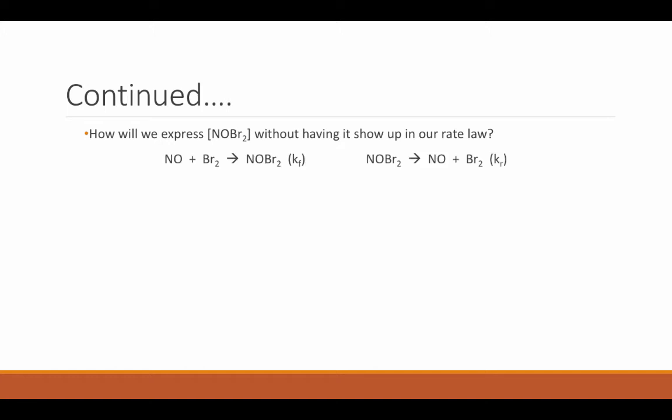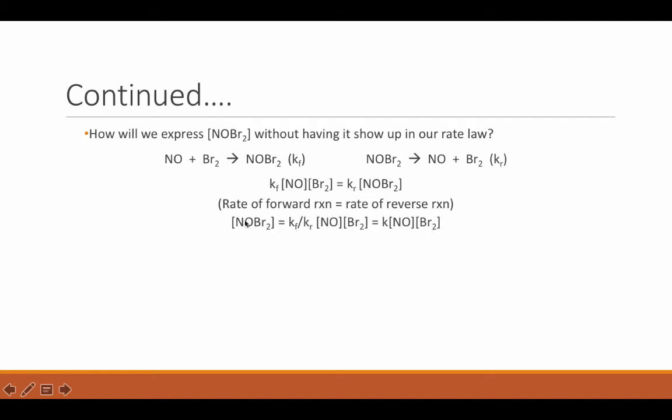Consider the fact that the first step was an equilibrium step. Here I've written the forward and the reverse reaction separately for that equilibrium reaction. Here's the forward. It would have a rate constant that I've labeled kf for the forward reaction. And here's the reverse. It would have a rate constant kr for the reverse reaction. Since we know that this reaction is in equilibrium, the rate of the forward reaction must equal the rate of the reverse reaction. Therefore, I can set the two rate laws equal to each other, the rate law for the forward and the rate law for the reverse reactions.